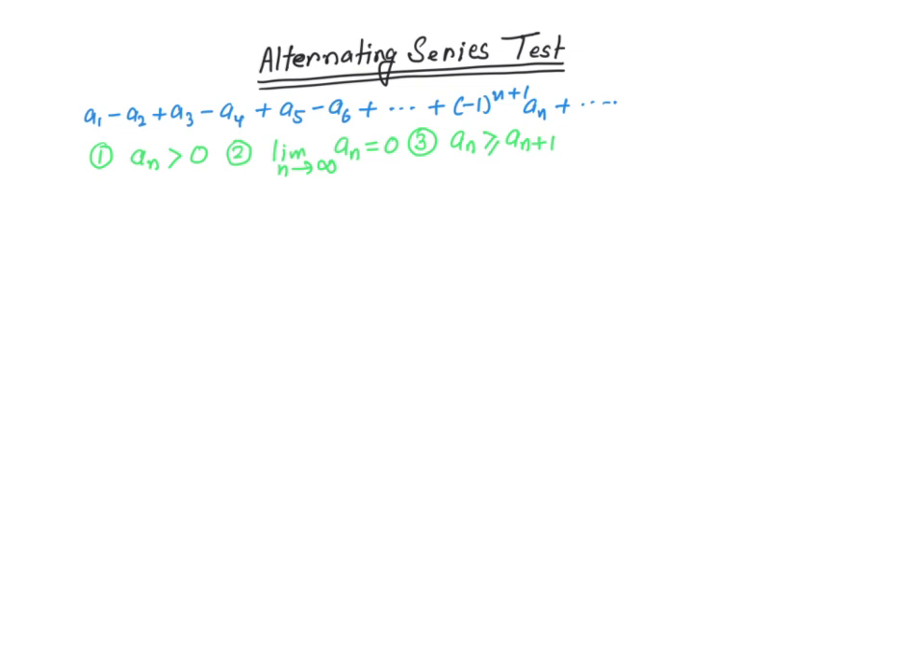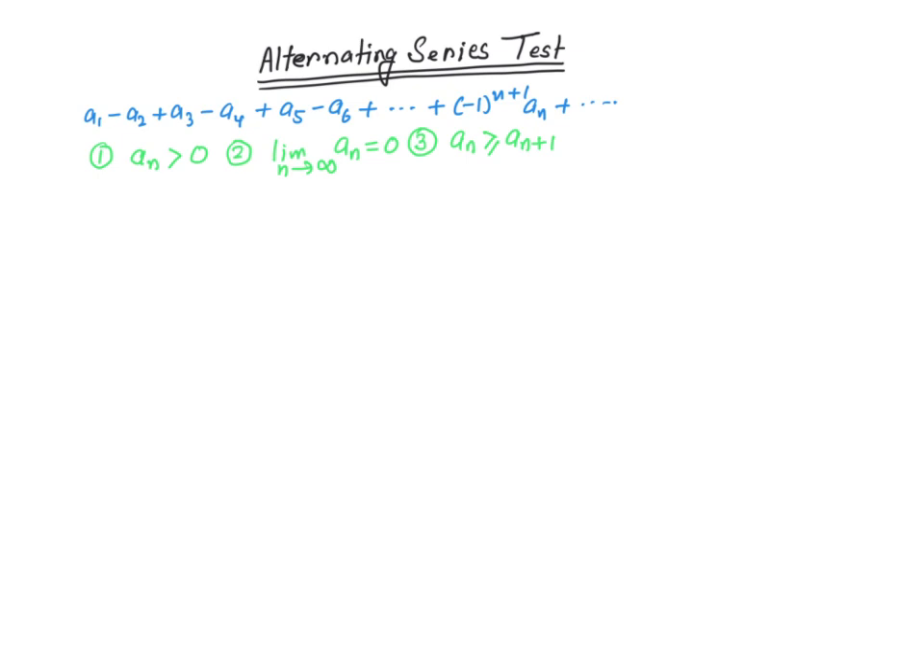So don't worry about the signs. It's just the value of the terms. So a5 is going to be bigger than a6. Of course, a6 is going to be bigger than a7, and so on and so forth. Again, ignore the signs. So if these three things are satisfied, then an alternating series converges.